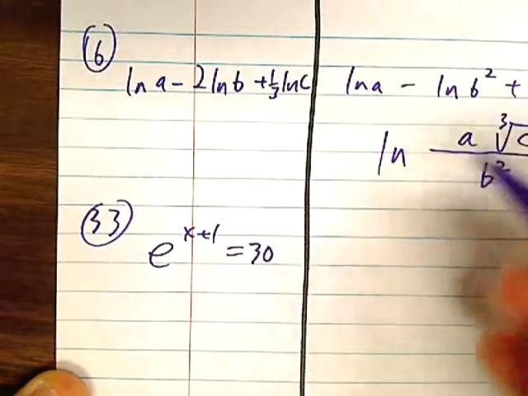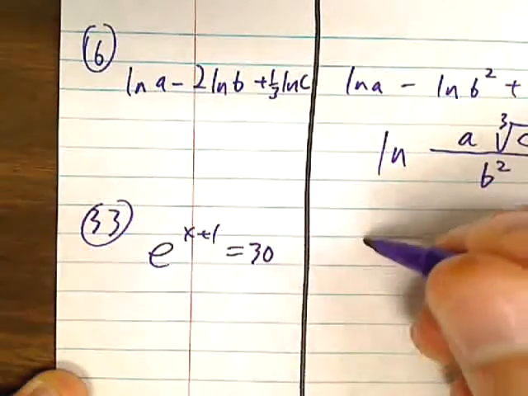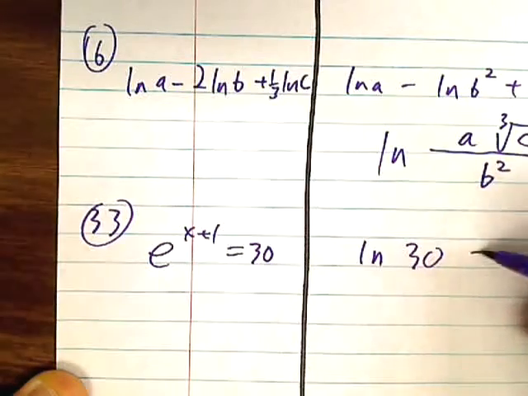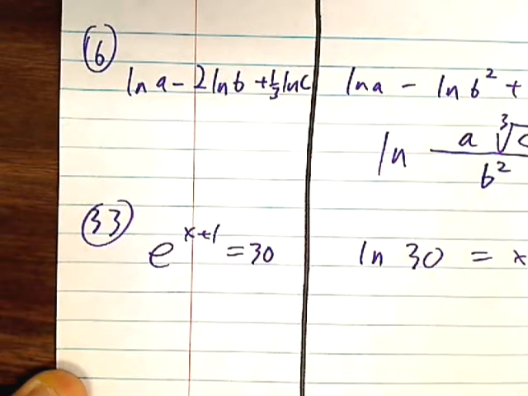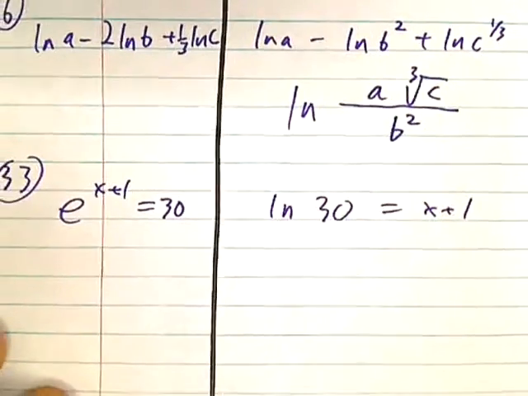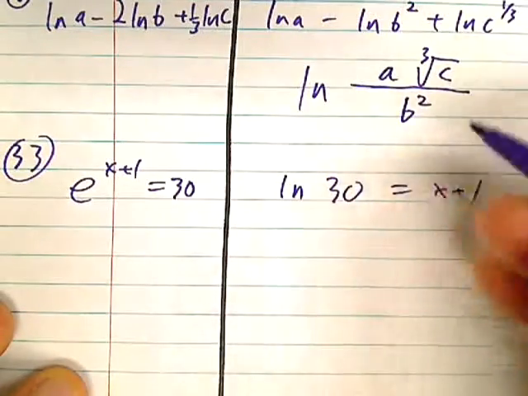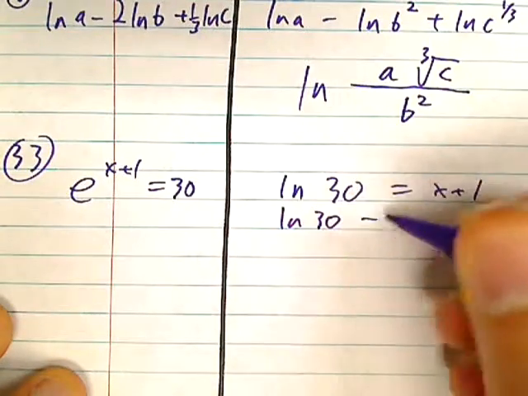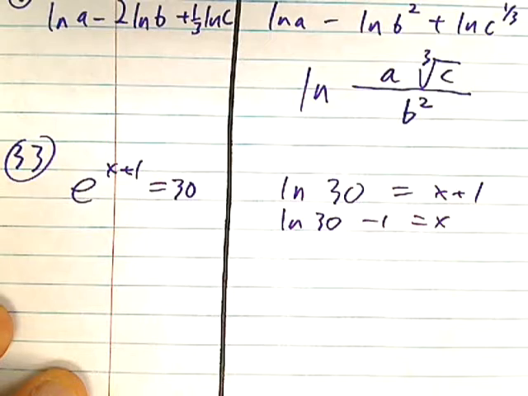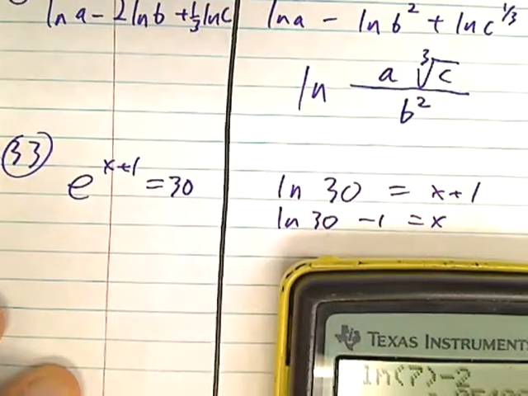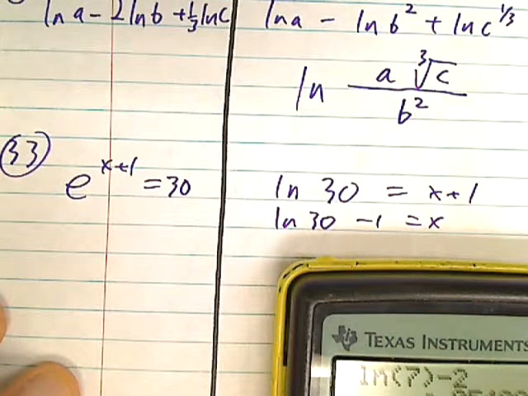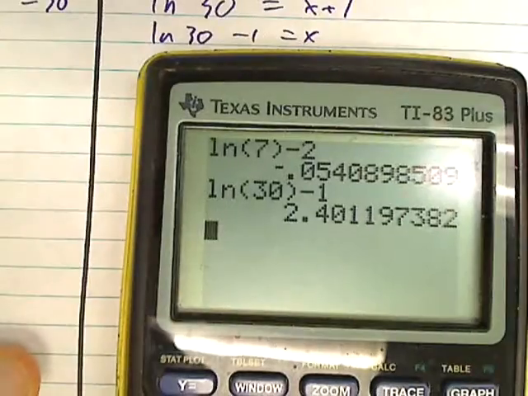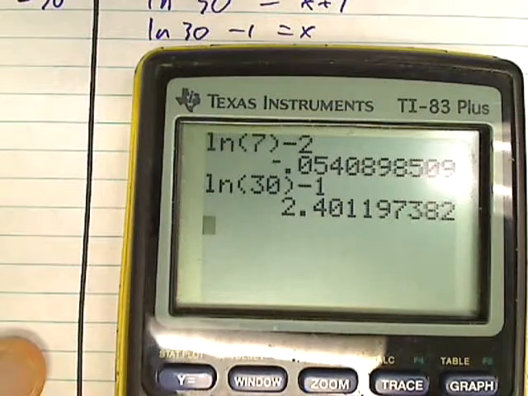Okay, we need to switch these around and change that to natural log. So natural log of 30 is equal to x plus 1. This one was just like the example in our notes. And then subtract 1. Punch that in your calculator. And I get 2.401.